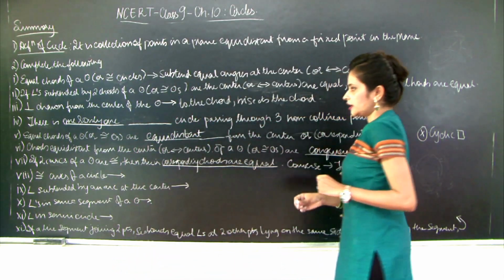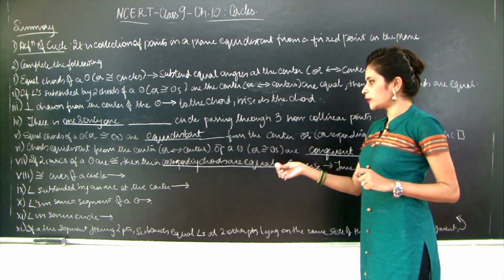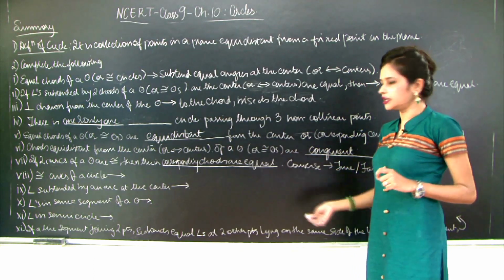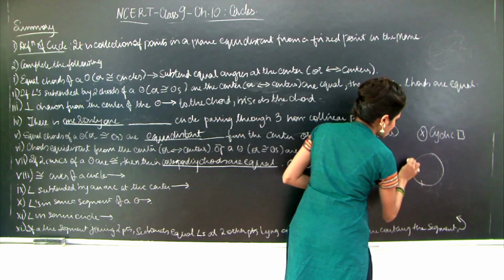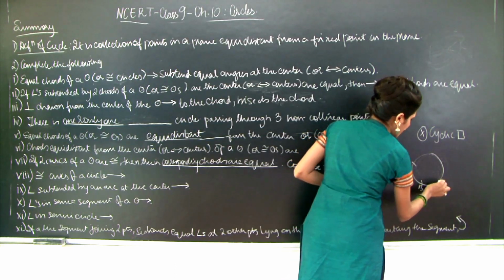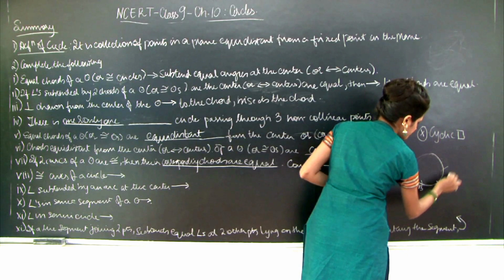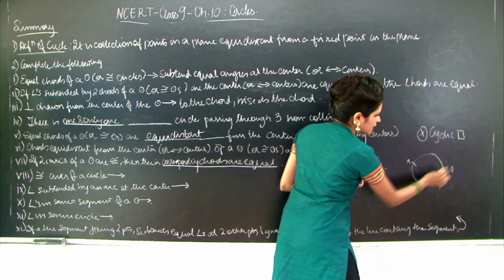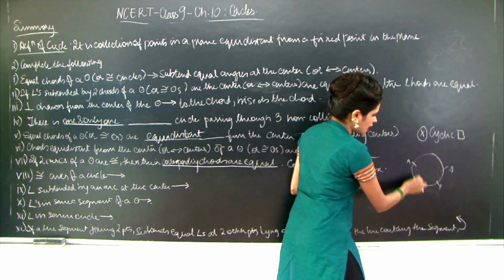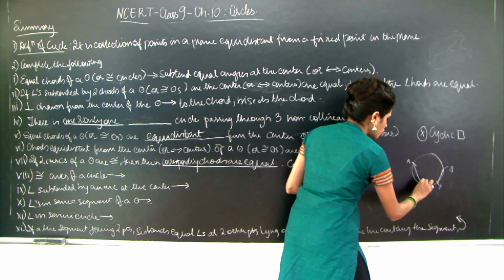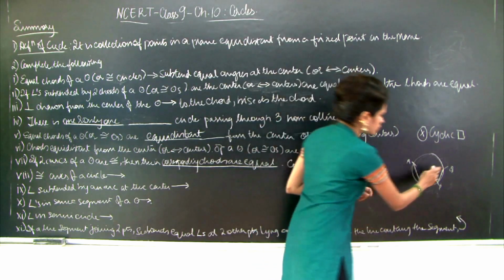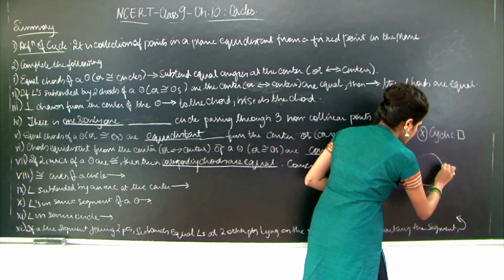If two arcs of a circle are congruent, then their corresponding chords are equal. So if I have a circle with arcs AB and PQ such that arc AB is equal to arc PQ, then chord PQ will be equal to chord AB. Let me just draw this arc a little bigger.